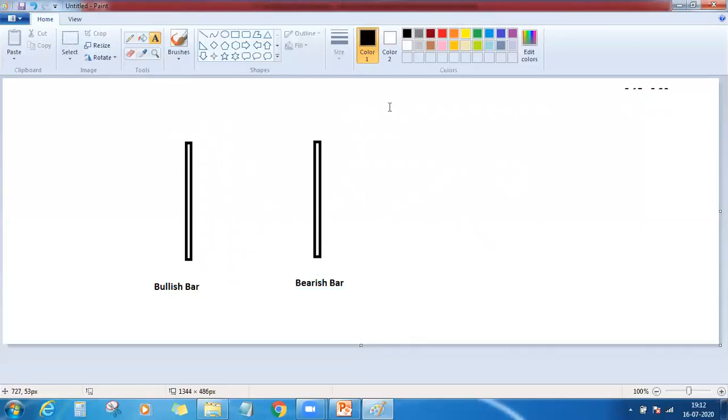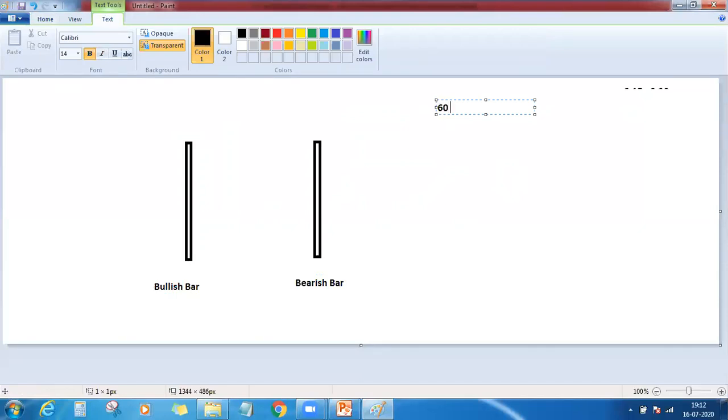So let us consider a 60-minute time frame example here. In this 60-minute time frame, from 9:15 to 10:15, you have four components of the price. At 9:15, what was the open price? Then in between 9:15 to 10:15, what was the highest price achieved? Then what was the lowest price achieved? And at 10:15, where did the price close? These are the four components of the price you'll have in between this 1 hour.